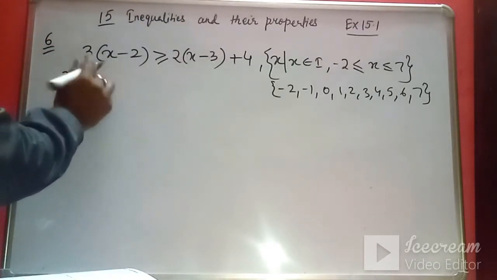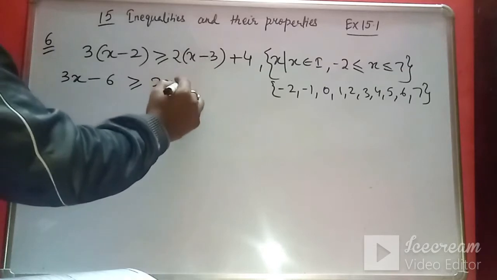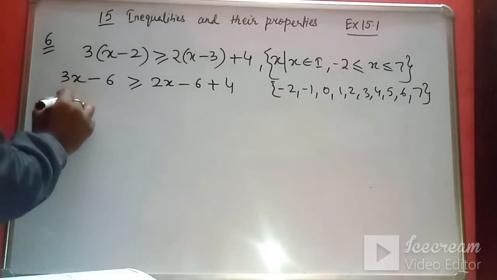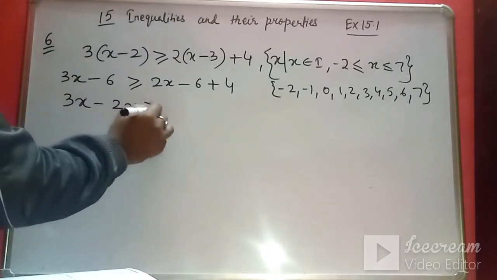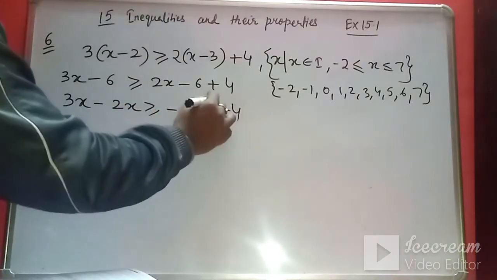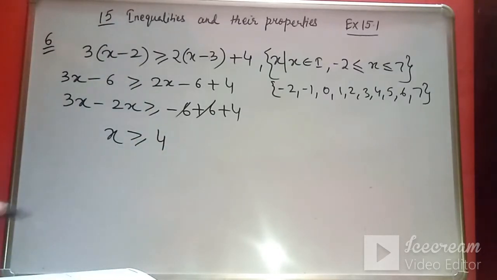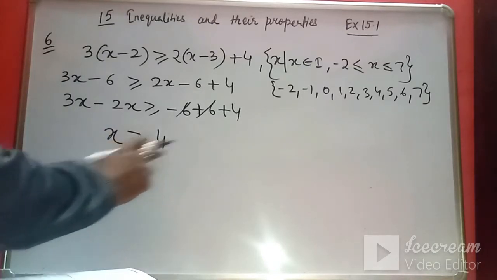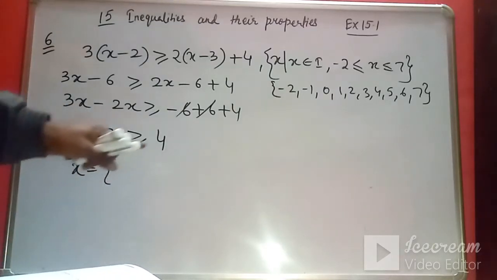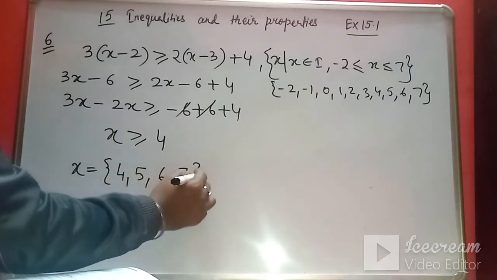So let's solve it. 3x, 3 into minus 2 is minus 6, greater than equal to 2x, 2 into minus 3 is minus 6, plus 4. So that will be 3x minus 2x greater than equal to minus 6 plus 6 plus 4. These two cancel, you will get x greater than equal to 4. Now when you take the intersection of the values from here and here, what will you get? All the values greater than equal to 4, meaning 4, 5, 6, 7.